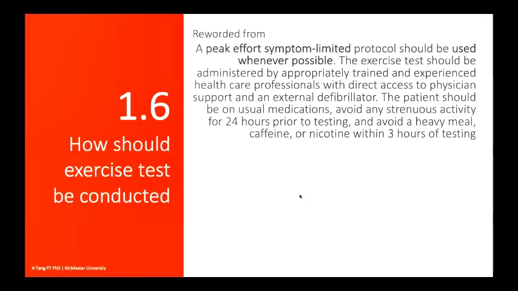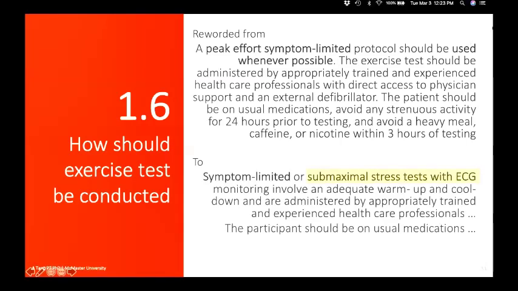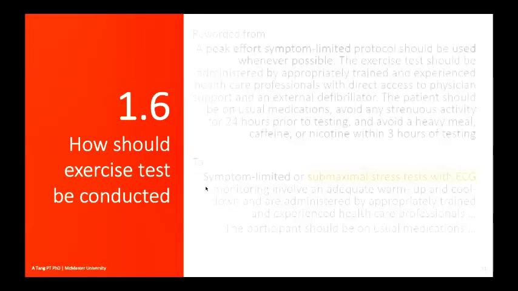The next recommendation, which is 1.6, how should the exercise test be conducted? Again, the wording has been reworded a little bit, where it had mandated that a peak exercise symptom limited protocol should be used wherever possible. Now it says that a symptom limited or submaximal exercise test with ECG monitoring should be administered with adequate warm up and cool down. And then the rest of the wording is the same. The patient should be on usual meds, avoid strenuous activity for 24 hours prior to testing, avoid a heavy meal, caffeine, nicotine within 3 hours of testing. So again, just a shift in the wording for how the exercise test should be conducted.